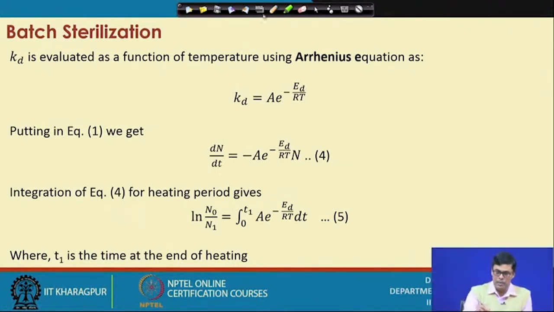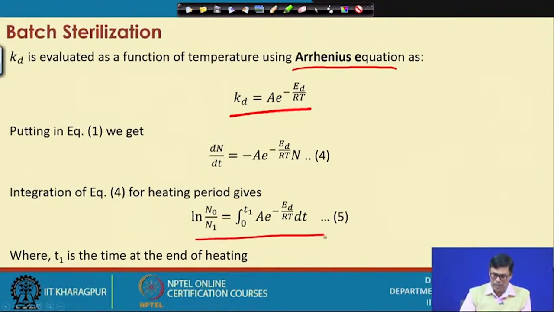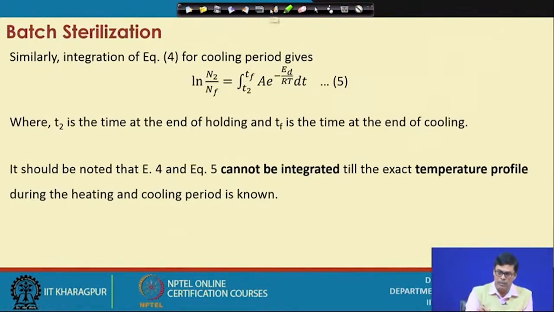Now, Kd can be evaluated like this, so this is the Arrhenius equation, that we know: Kd equals A into e to the power minus Ed by Rd T, where A is the Arrhenius constant, Ed is the deactivation energy required, Rd is the gas constant, and T is the absolute temperature. So, this can be correlated like this. This is equal to dN by dt equals Kd into N, am I right? So, if it is so, we can derive this equation from equation 4. Now, finally, we have this equation, ln N2 by ln Nf. This is the equation we will get.